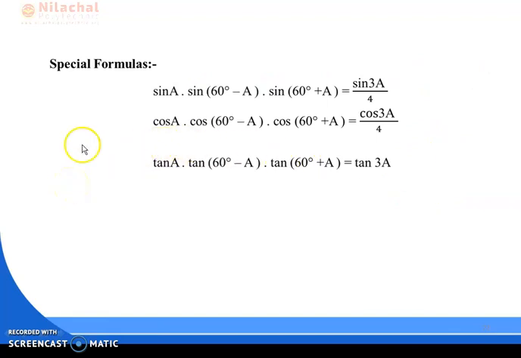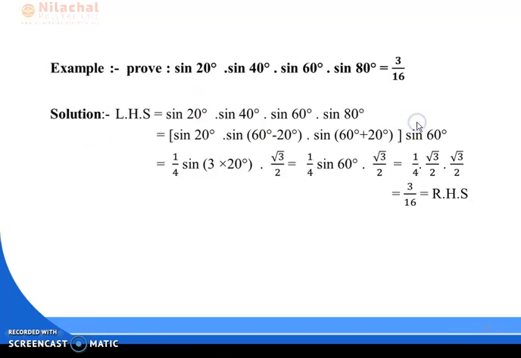Special formulas: sin A into sin of 60 degree minus A into sin of 60 degree plus A equals sin 3A by 4. We just put in the formulas. We know the sin a minus b formula and the sin a plus b formula. We just put these formulas and get this answer: sin 3A by 4. Cos A into cos of 60 degree minus A into cos of 60 degree plus A equals cos 3A by 4. And another is tan A into tan of 60 degree minus A into tan of 60 degree plus A equals tan 3A. This is a special formula. We should remember all these formulas. We use them in our questions.